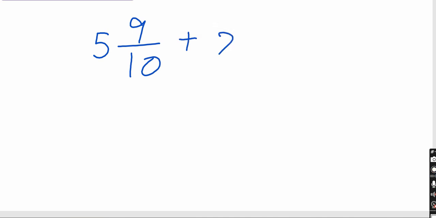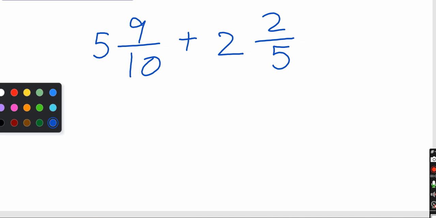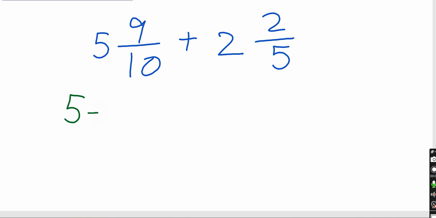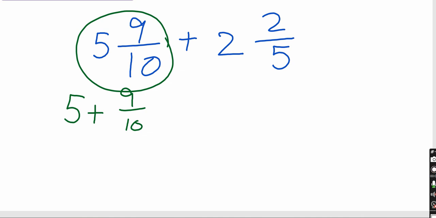Now we will do addition when we have different denominators. 5 whole 9 by 10 plus 2 whole 2 by 5. Now we can see that the denominators are different. Now how will we add? First of all, if I write the same thing as this, 5 plus 9 by 10, will it make any difference?